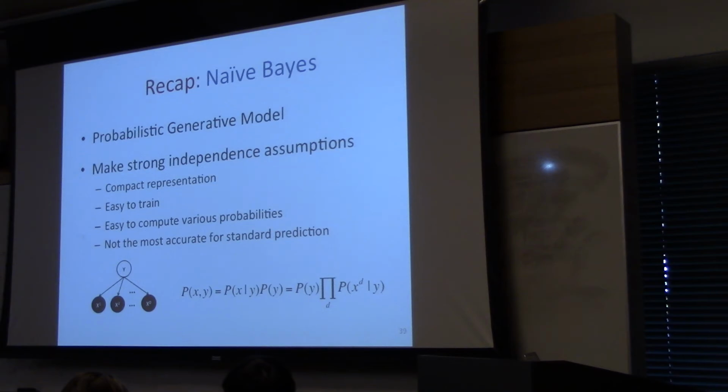Okay, just to recap on naive Bayes. It's a probabilistic generative model. It makes very strong independence assumptions, but that leads to a compact representation, it's easy to train, and it's easy to compute various probabilities. It's not the most accurate for standard prediction tasks.